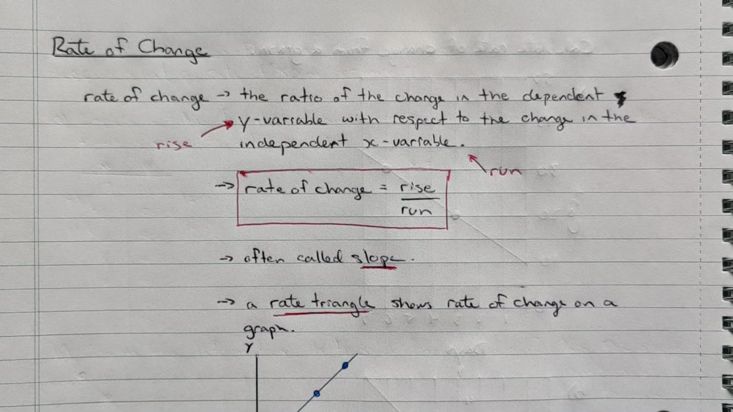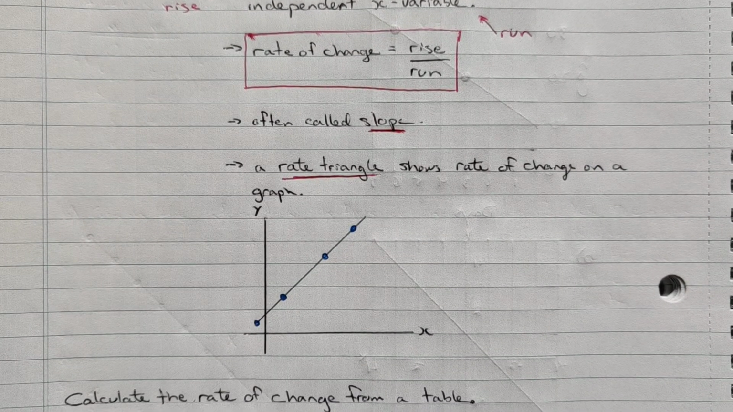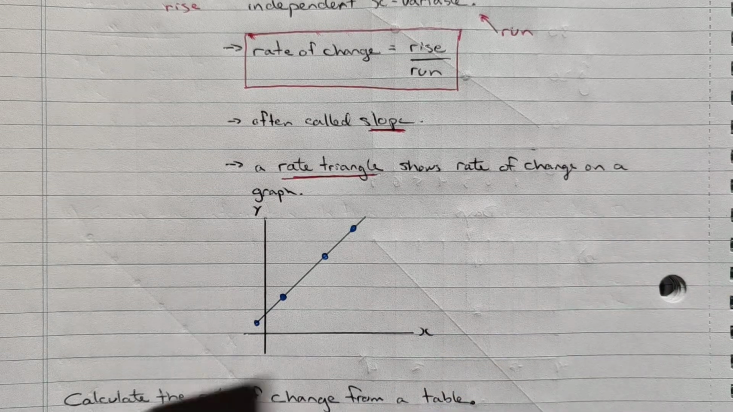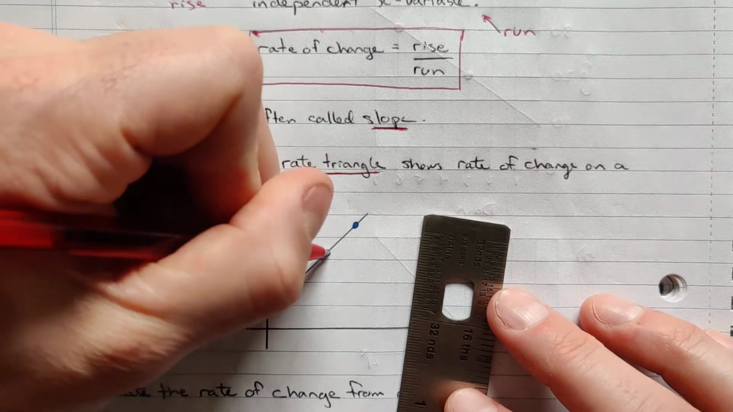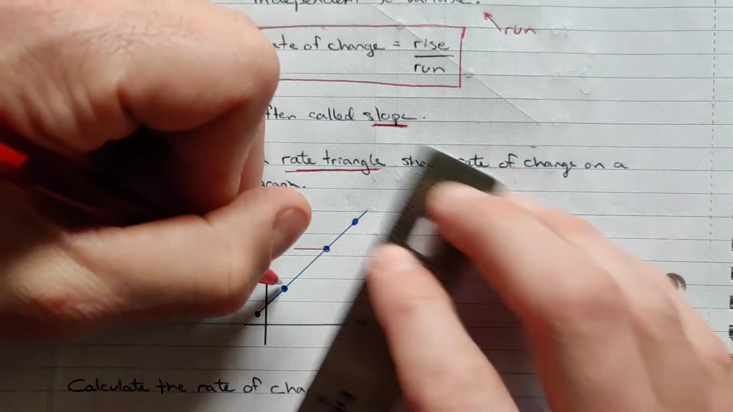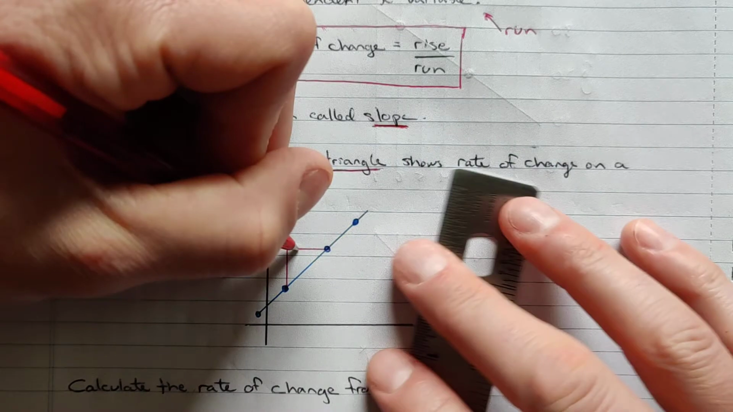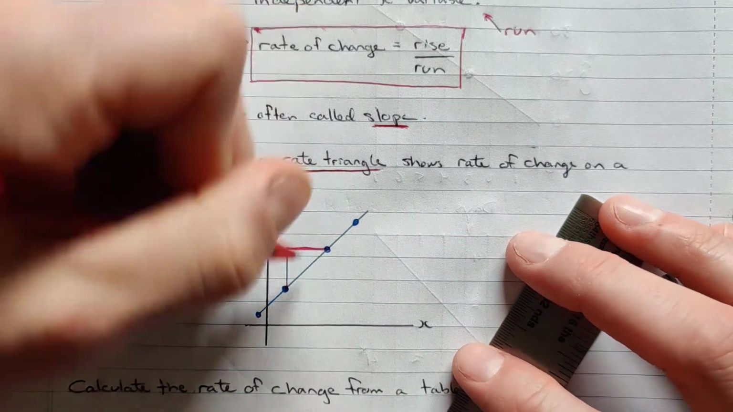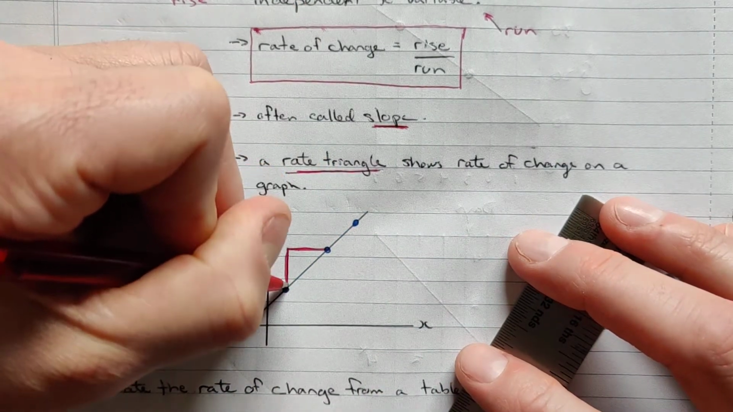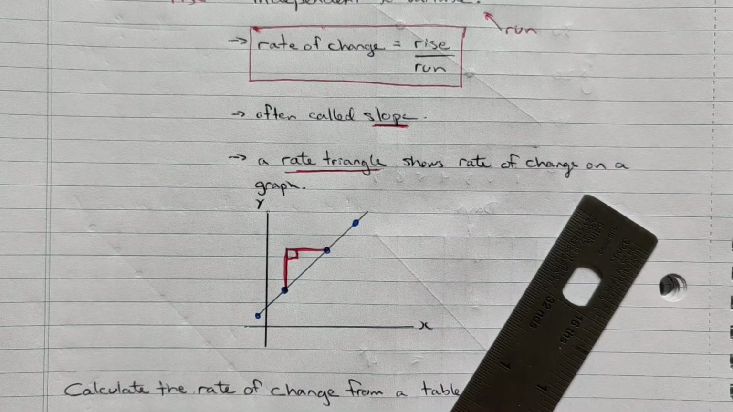And so we can use what's called a rate triangle to show the rate of change on a graph. So if I have a graph here, no numbers or anything, just a general concept here. So I have a graph, I got a line, and I can pick 2 points on the graph. So I got a couple labeled here. I'm going to pick this point and this point here. And what I do is I make a triangle. All right, so I make a right angle triangle between those 2 points. And I can use that triangle then to illustrate the rise and run.